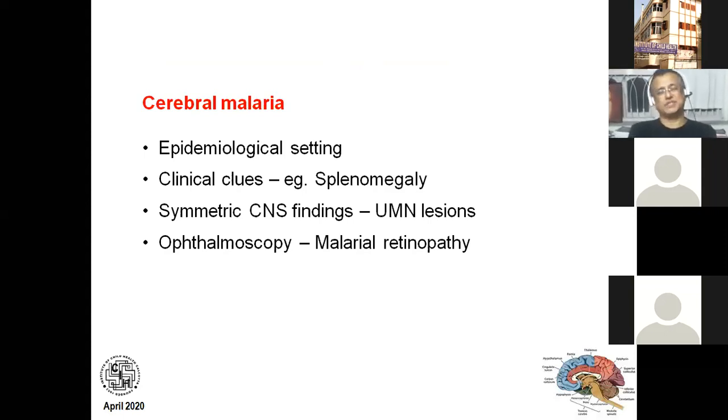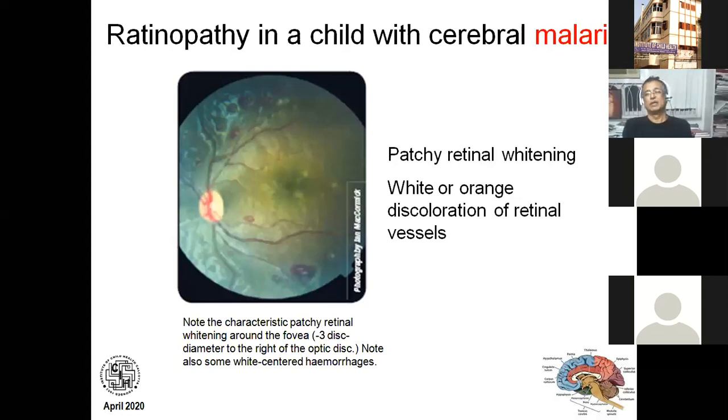So whenever you suspect cerebral malaria, you should see the epidemiological setting, whether such cases are occurring in the vicinity, what is the time of the year, whether it is monsoon. You can go for clinical clues, splenomegaly. Usually in malaria, you have symmetric CNS findings. And if you take the trouble of doing an ophthalmoscopy in cerebral malaria, you can find patchy retinal whitening. These are nothing but sequestered parasites blocking the retinal blood vessels. So this is highly pathognomonic. And if you can find this, you can tell the child is suffering from cerebral malaria.